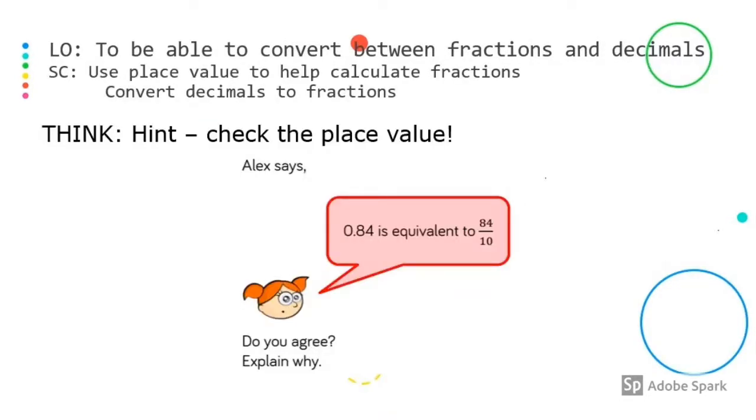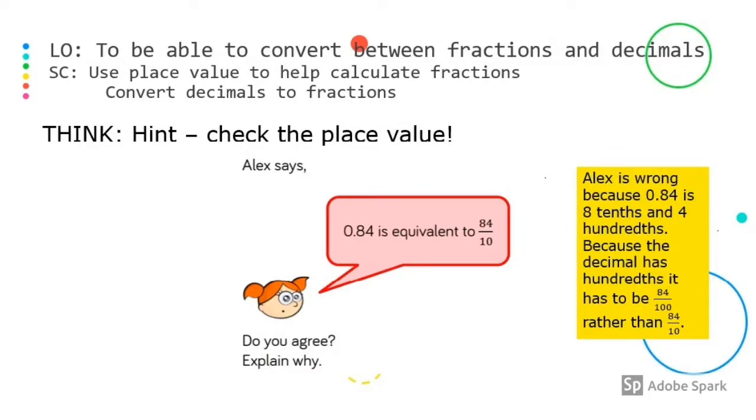On the screen there is a think question. Alex says that 0.84 is equivalent to 84 over 10. Do you agree? Explain why. Let's have a go at this together.